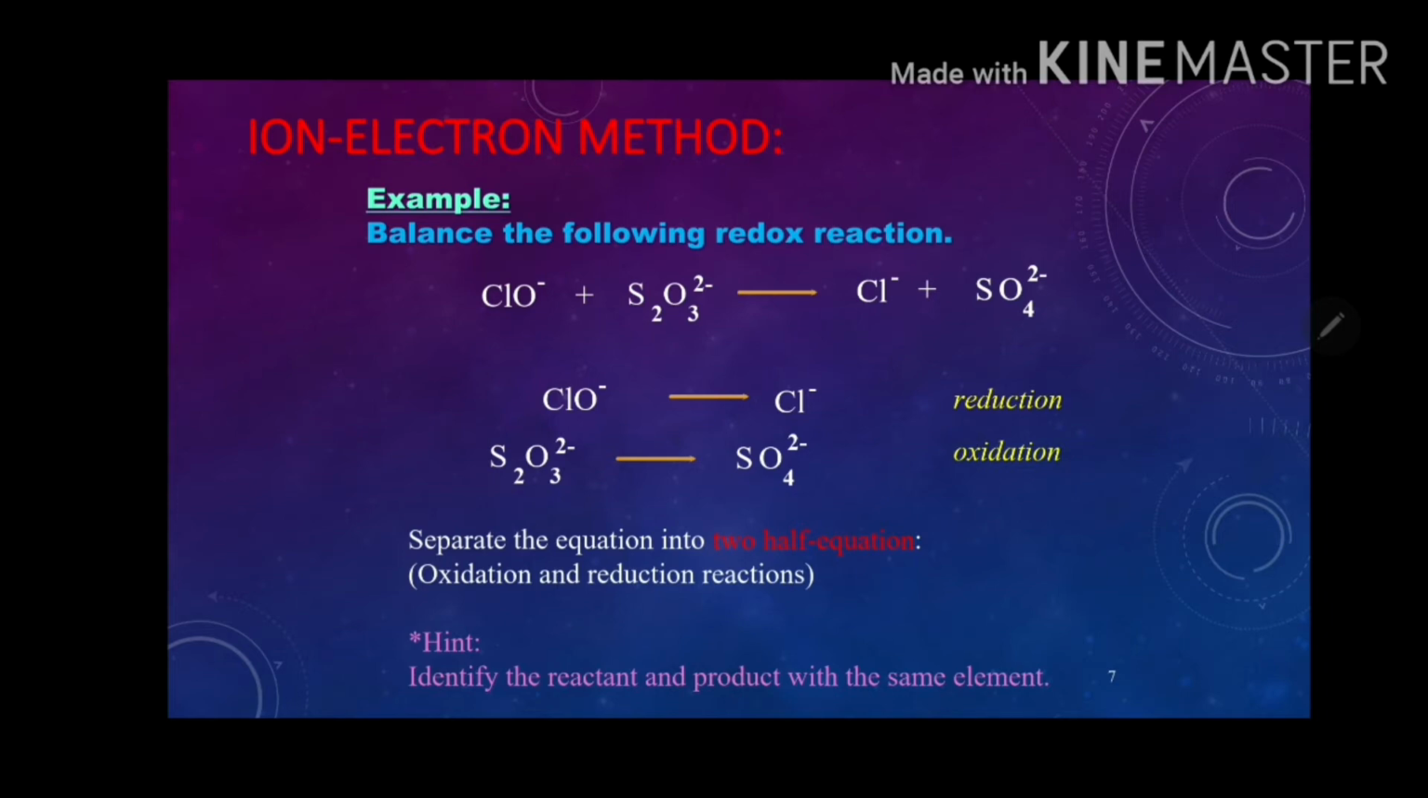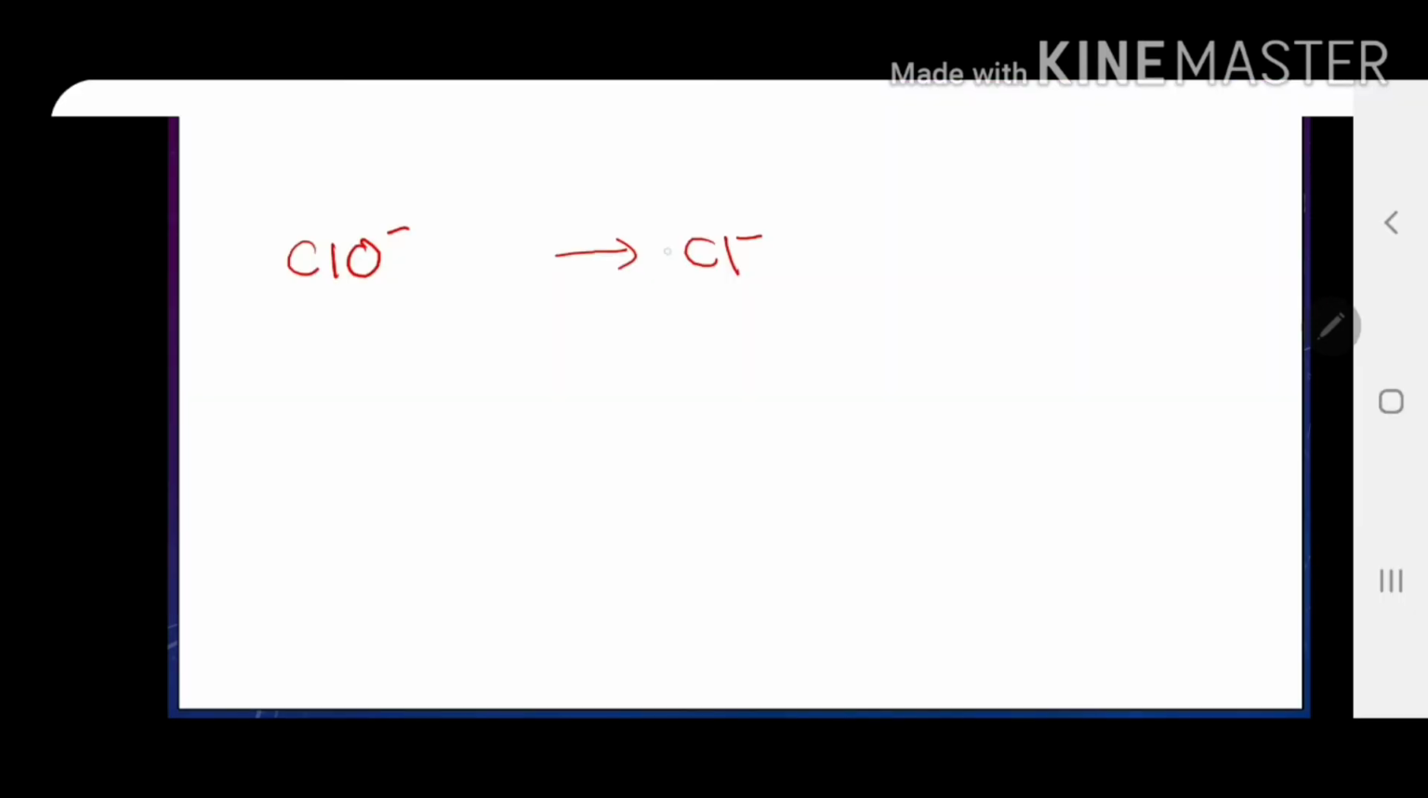So you have these two half equations. For me, it is easier if I balance the equations separately. So I write the half equation. The first half equation is ClO minus to Cl minus. So balance except hydrogen and oxygen. Cl is already balanced, 1 Cl on the left and 1 Cl on the right.